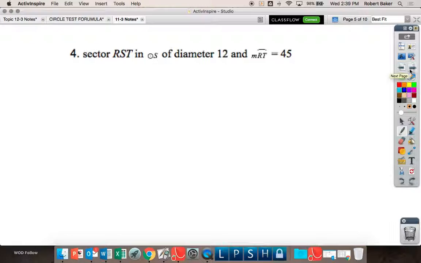Find the area of sector RST in circle S, the diameter of 12, and the measurement of arc RT is 45 degrees. This is you guys applying academic vocabulary. So you gotta set up and draw your own picture. So x over pi 6 squared equals 45 degrees over 360. That's right. Can everybody else do that with no picture? Yeah. So you're right, but can we draw a picture together?